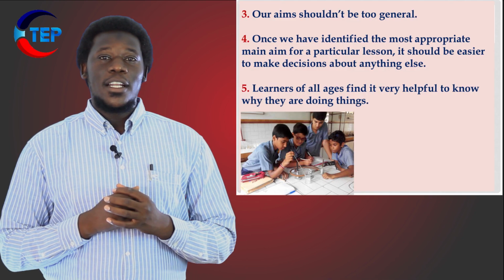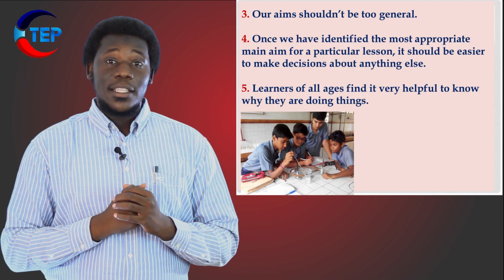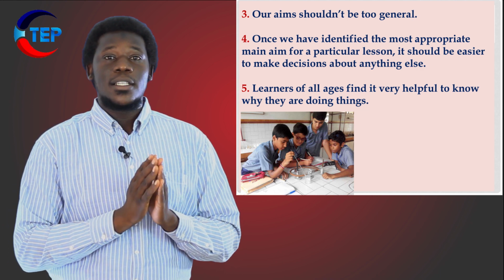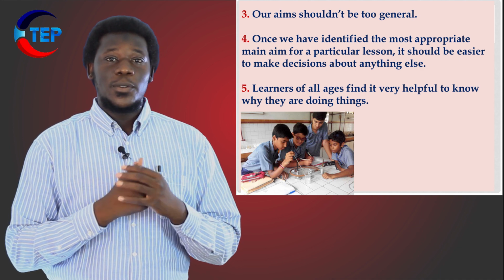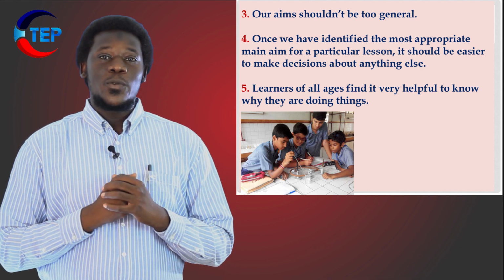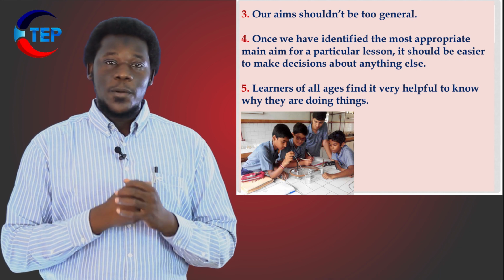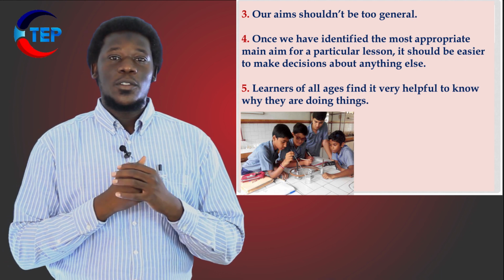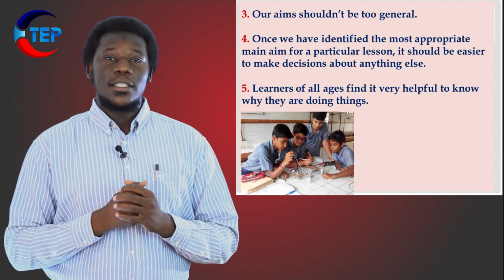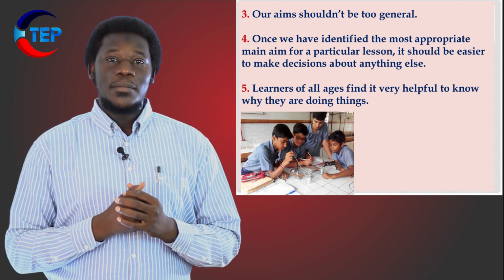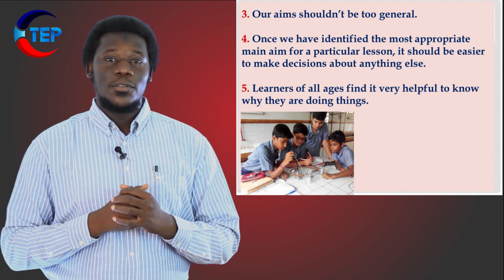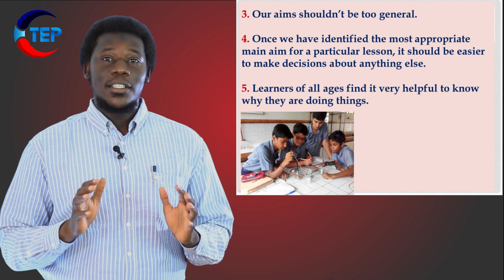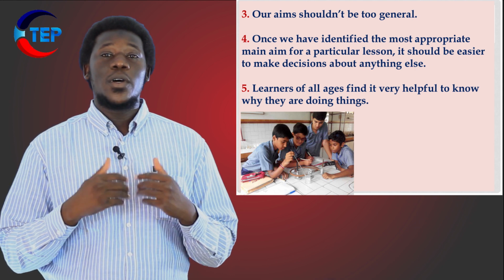Number three, our aims should not be too general. Instead, they should be very specific, they should be very clear and straightforward so that the learners understand what they are going to do in the lesson. Number four, once we have identified the most appropriate main aim for a particular lesson, then it should be very easy to make decisions about anything else, such as procedures, stage aims, teaching aids, and so on and so forth. Number five, learners of all ages, kids, teenagers, adults, find it very helpful to know what they are going to do.